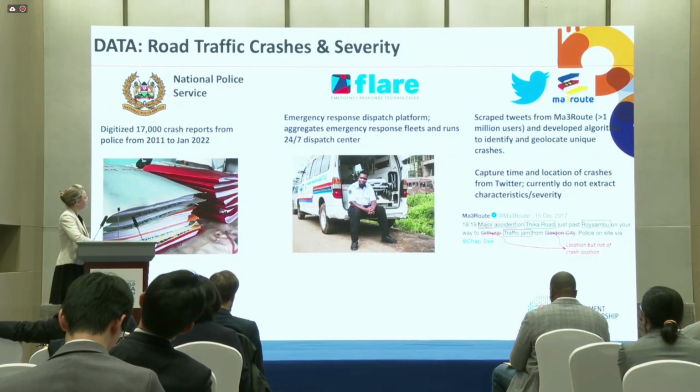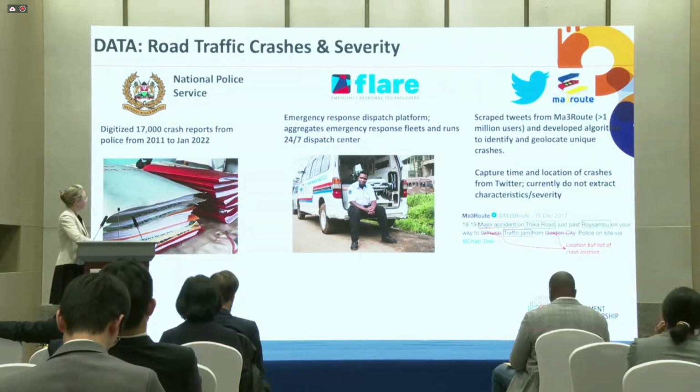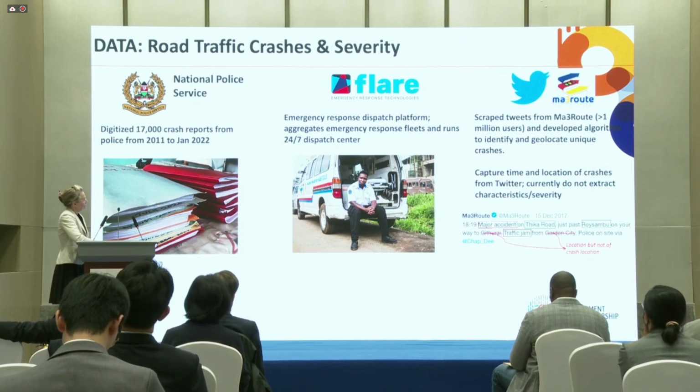So first, we're going to take data on road traffic crashes and severity from 3 different sources. Some of this is coming from administrative data, and some data we're also getting from private sector data sources. First, we work with the National Police Service, where we've digitized over 17,000 paper records of crash reports to create a digital data set of crashes in Nairobi.